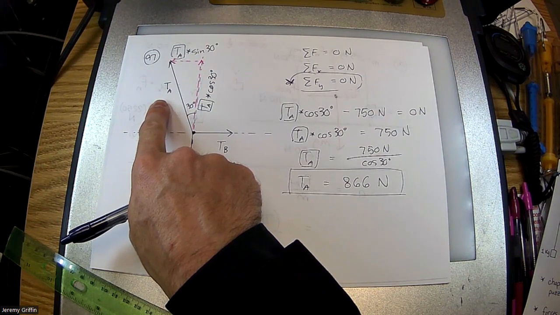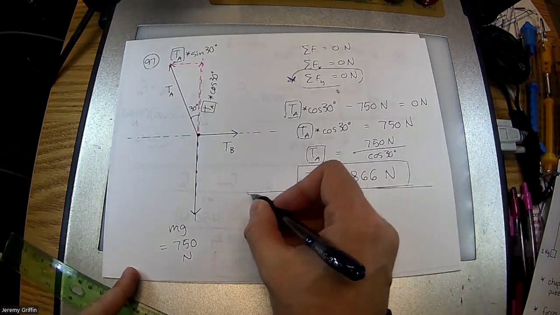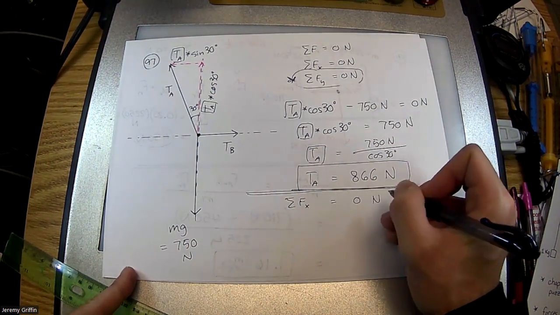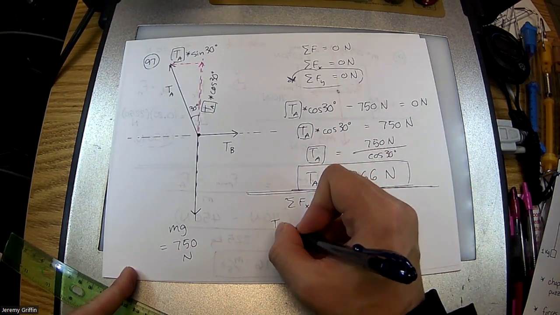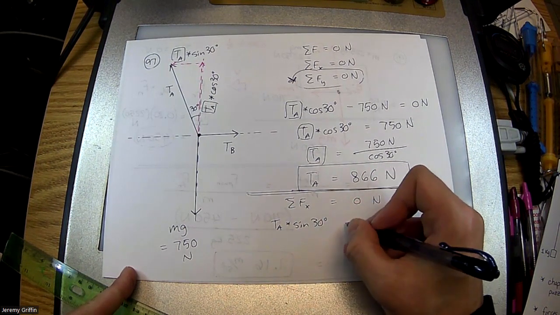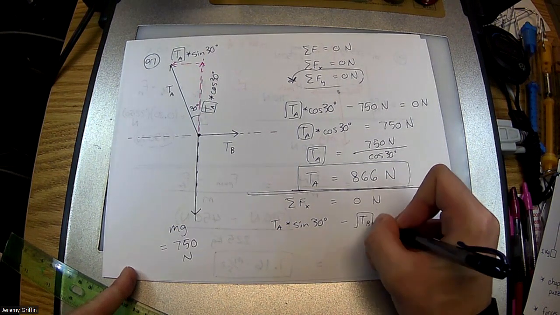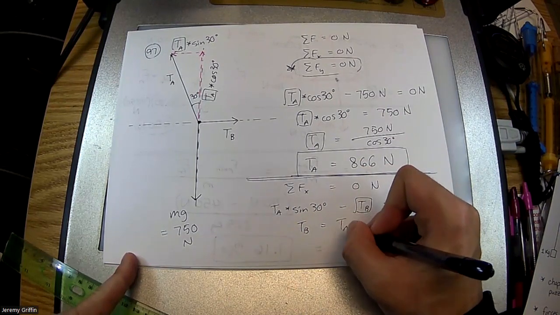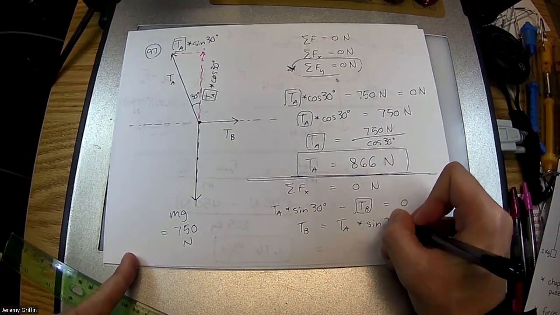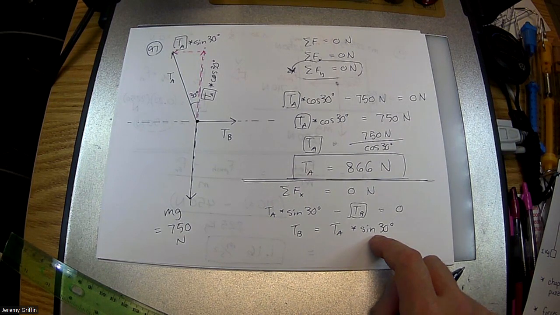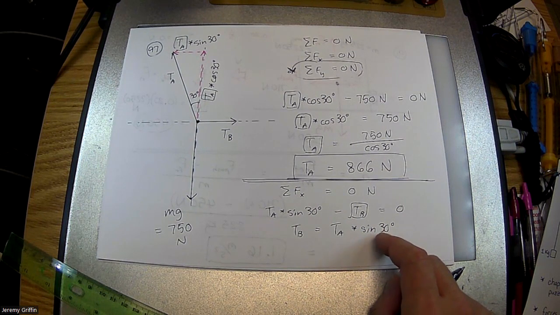Now let's switch over and look horizontal. The sum of the forces in the x direction also goes to 0. Therefore, tension A sine 30 degrees minus tension B goes to 0. You see that tension B is just going to be whatever tension A is times sine of 30 degrees. Who remembers what sine of 30 degrees is? That's a good one to know. It is 0.5, it is 1/2.